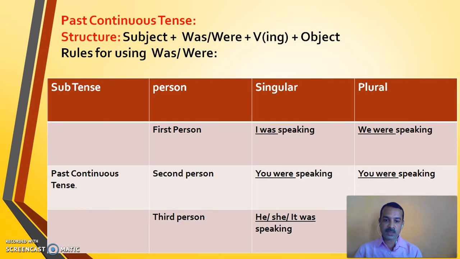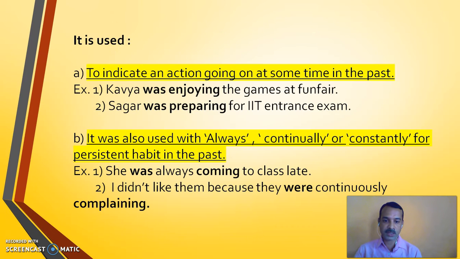In the third person we use he, she, it to refer to a singular subject, and for referring to a plural subject we use the subject they. So it is used to indicate an action going on at some time in the past. For example, Kavya was enjoying the games at fun fair.